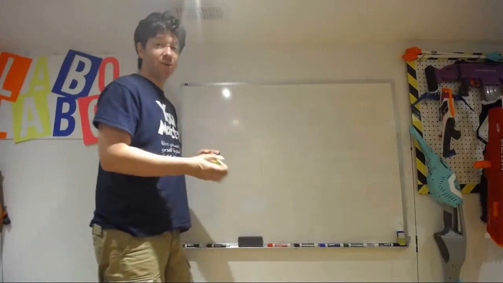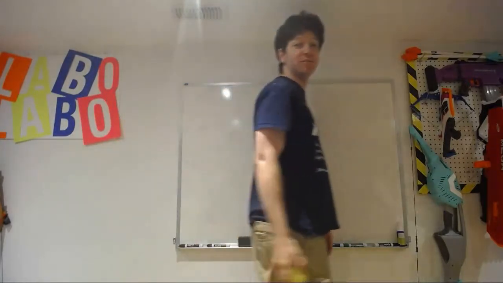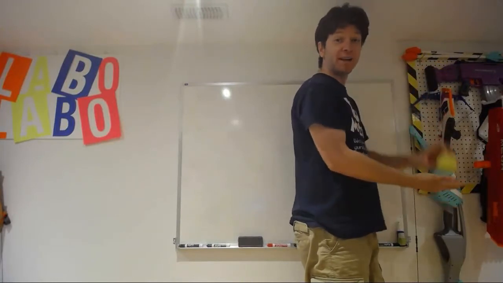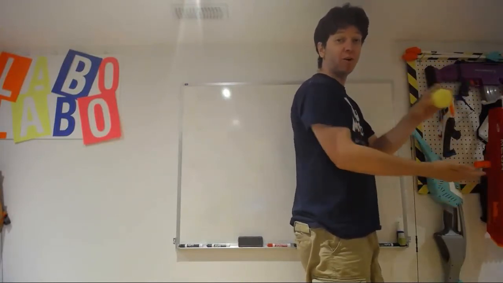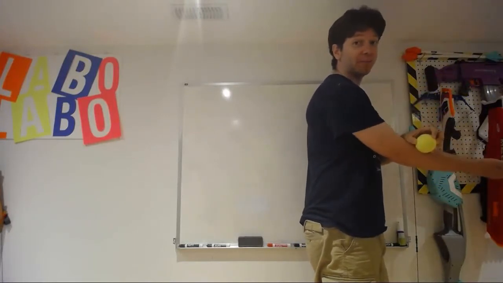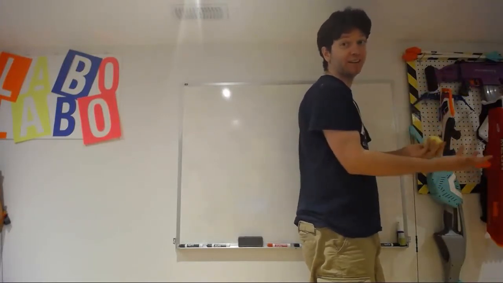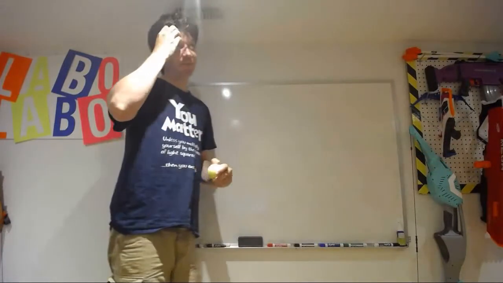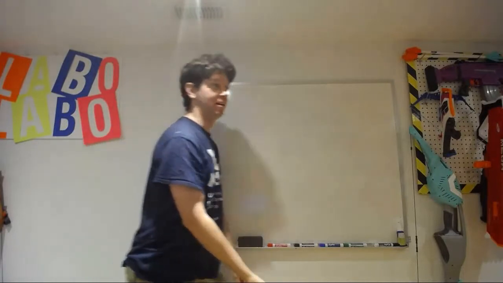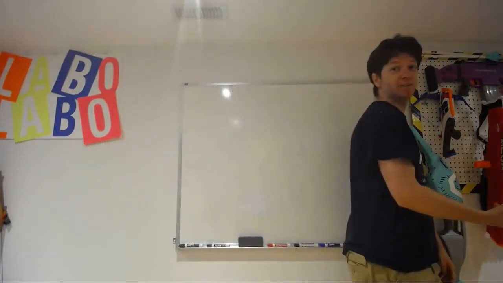If I walk forward, moving at a constant velocity, and then I throw it straight up, will it come straight back down to my hand? Or will my hand have moved forward by the time it comes back down? What do you think? Make a prediction. We'll do it. And as I move forward, it goes up and straight back down. So it actually comes right back to your hand.